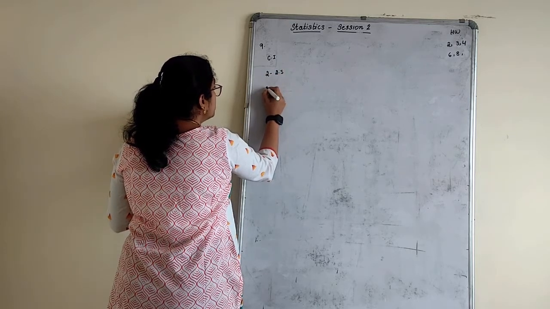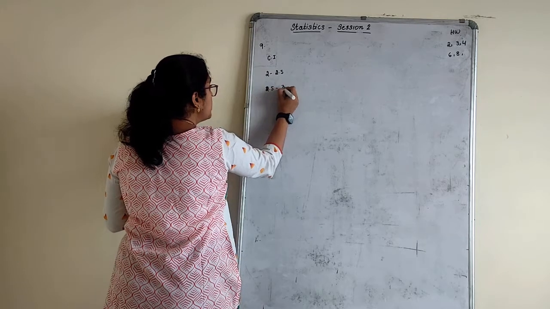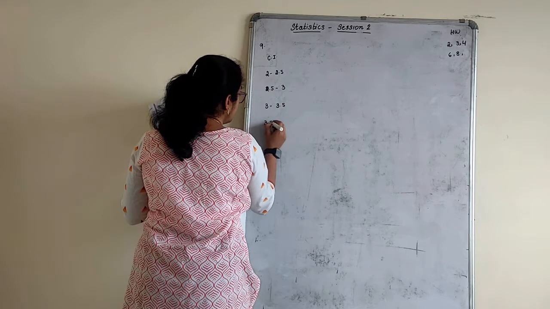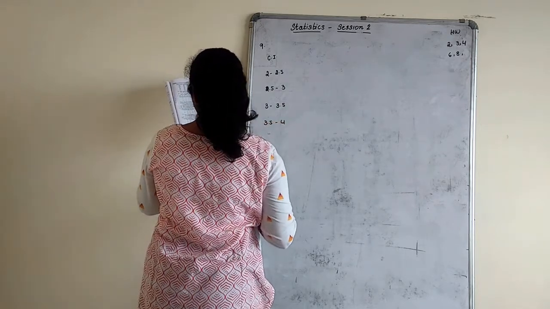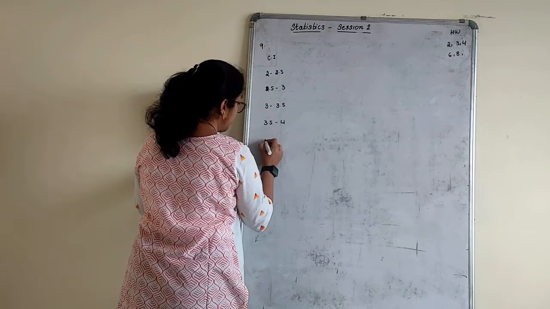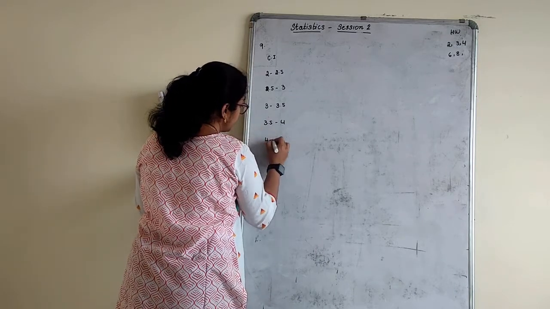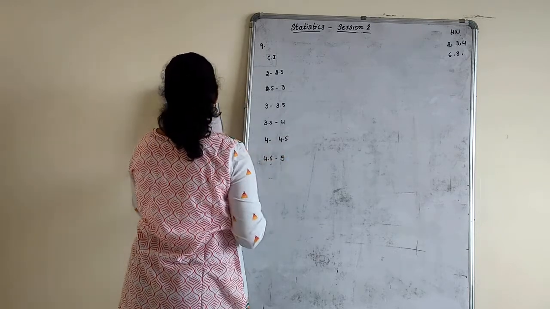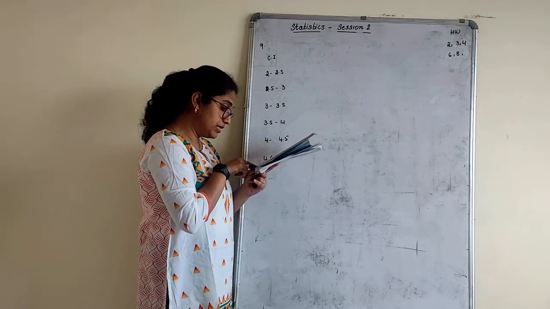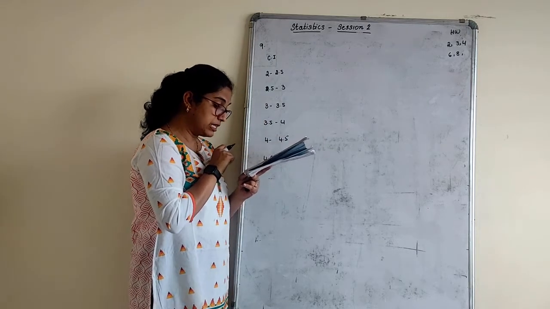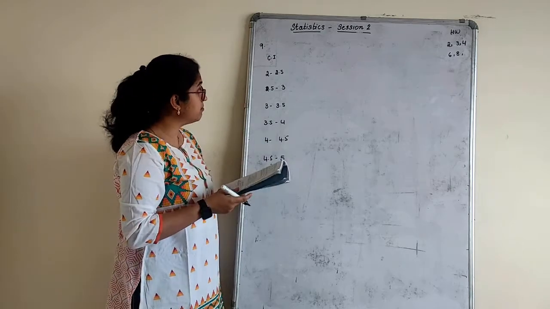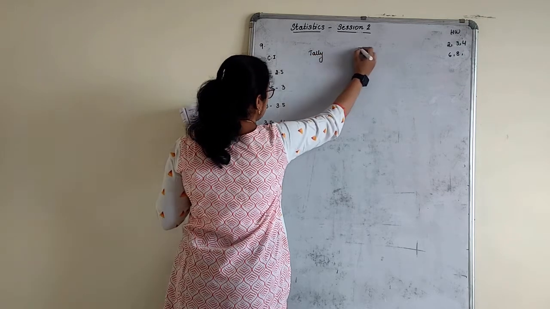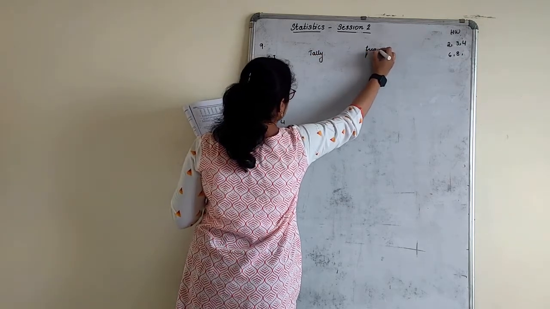So 2.5 to 3, 3 to 3.5, 3.5 to 4. So do we have anything beyond this? Yes, we also have. So the next is 4 to 4.5, 4.5 to 5, because the last value given here is 4.6. So I think at least this interval should be taken. This is the class interval. Then we have the tally to see how many times it is repeated, and then we have the frequency.